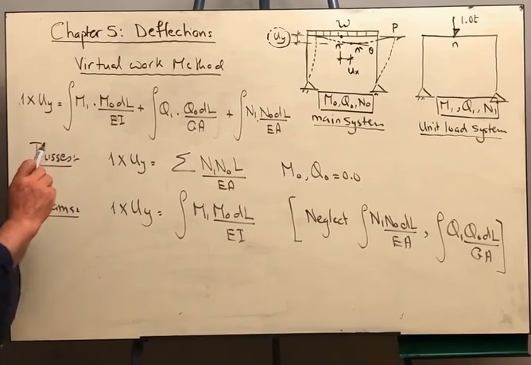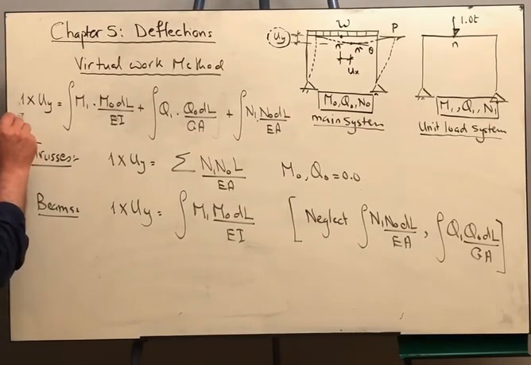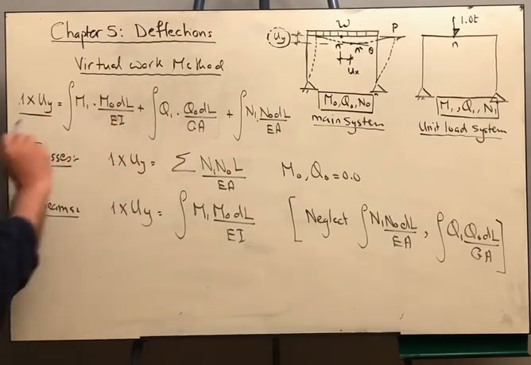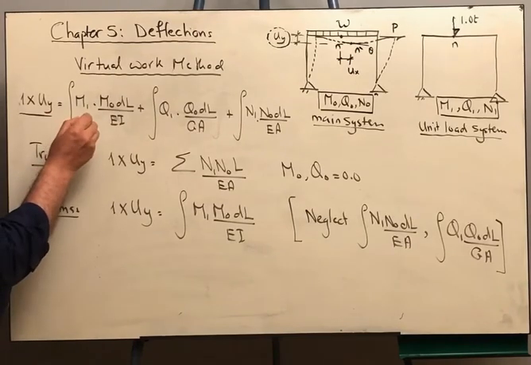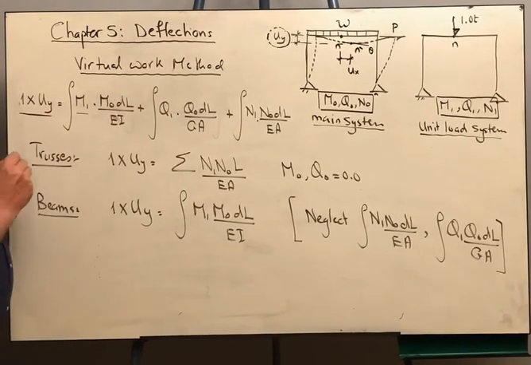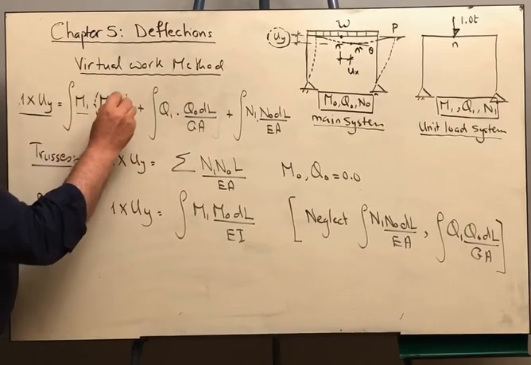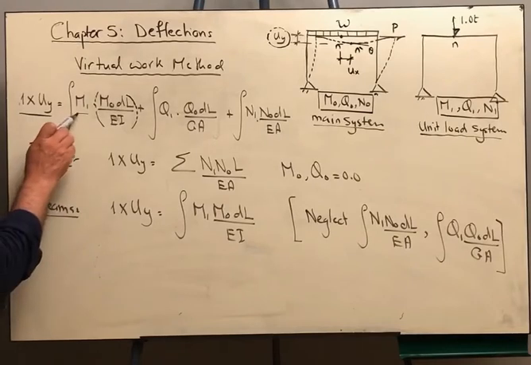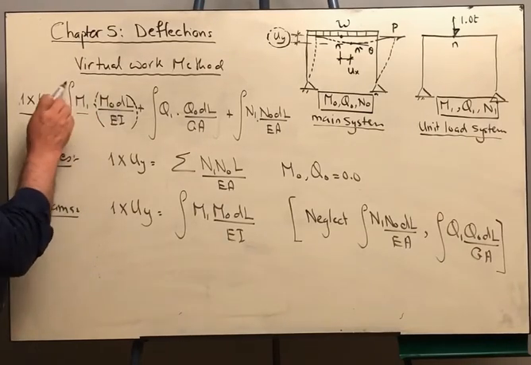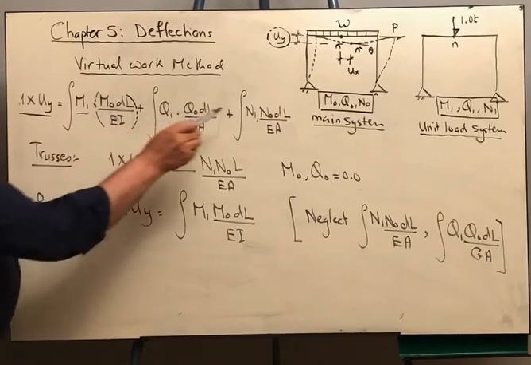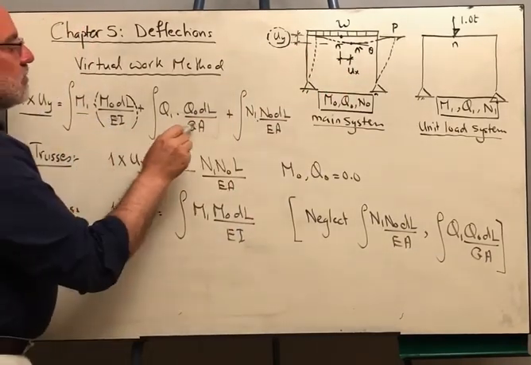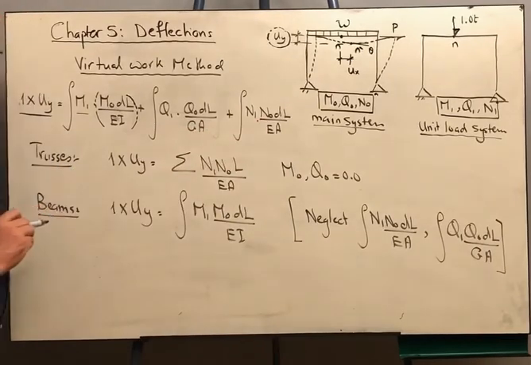And finally, by the virtual work method, we can say that the external work done due to the unit load and the deflections of the main system, which is Uy, is equal to the internal work due to the internal forces caused by the unit load system and the displacements caused by the main system. So we are multiplying M1, M naught, dl over EI, and we are integrating because the value of the bending moment is changing throughout the length. And the same thing for the shear, the same thing for the normal force.